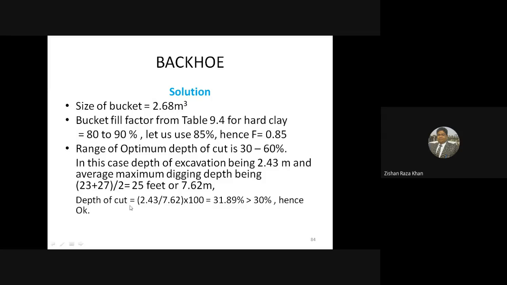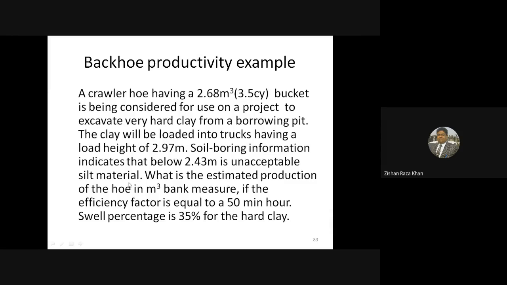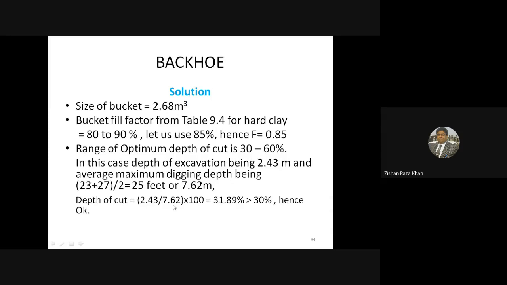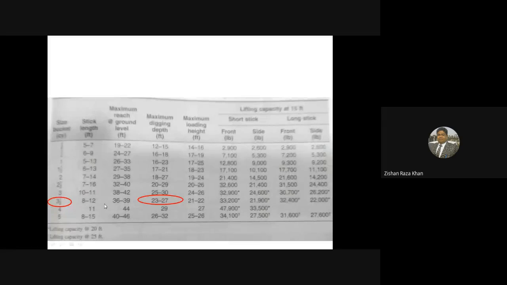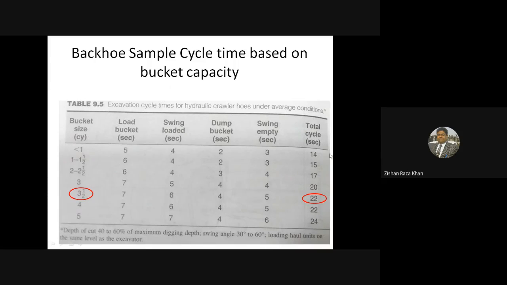Now the ratio of the depth of cut to the average maximum depth: the depth of cut is 2.43, because it is written that below 2.43 there is silt present and it is unacceptable. So all the digging has to be done from 0 to 2.43. So 2.43 divided by 7.62 times 100 is 31.89%, which is greater than 30%. It means it is falling into the optimum cut range, which is 30 to 60%. So it is lying at 31.89, so it is acceptable. Now, cycle time for the 2.68 meter cube or 3.5 cubic yard bucket is 22 seconds, as it can be found directly from here. For 3.5 cubic yard, the total cycle time is 22 seconds.